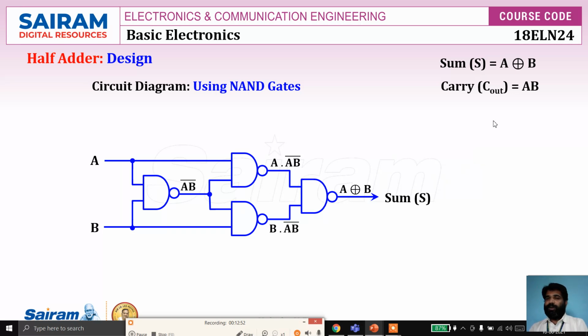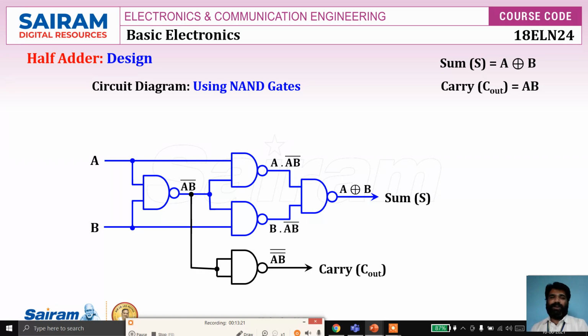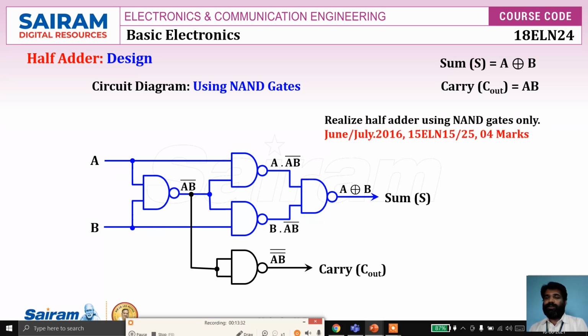Clear? So to implement the carry, we need AB. The circuit has (AB) whole bar, that you complement. So connect this (AB) whole bar as input to both inputs of a NAND gate, and its output is AB double bar. It becomes AB, that is C out. So this is the simple circuit which implements the half adder using NAND gates. Now only 5 gates are required. In digital circuits, we always think to reduce the number of gates so that circuit complexity gets reduced. Clear now? This is a question that has appeared once.